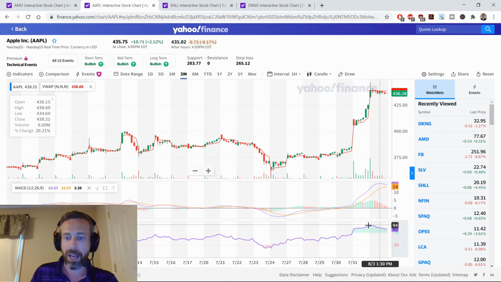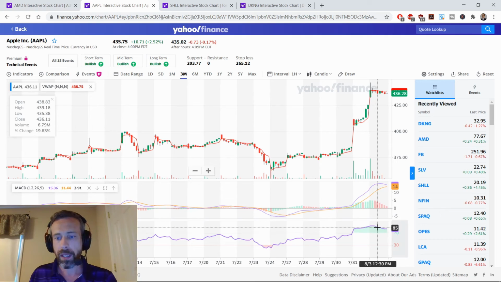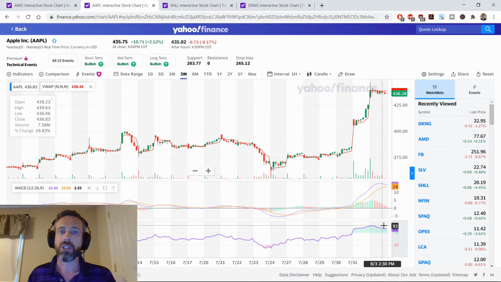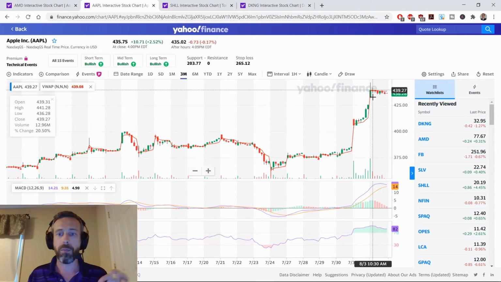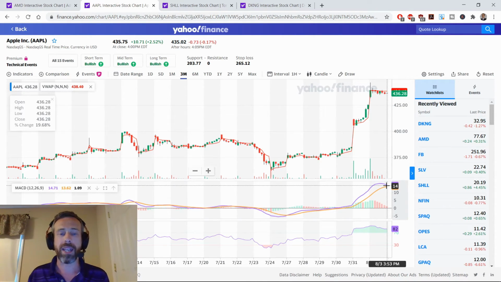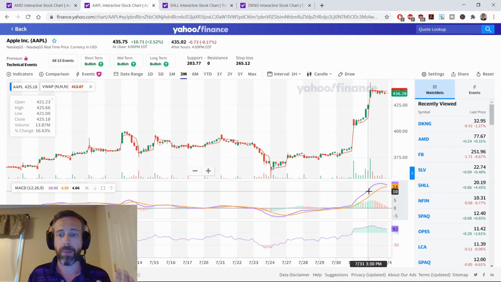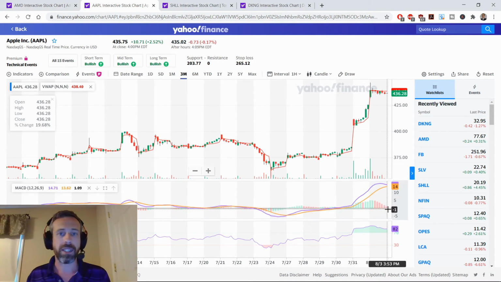If you see, RSI was very overbought. Now it's slightly going down. So you can see that the upward movement is slowing down. The momentum is slowing down, meaning that now there's more sellers than there was before. Before the buyers were dominating, now it's not the case.